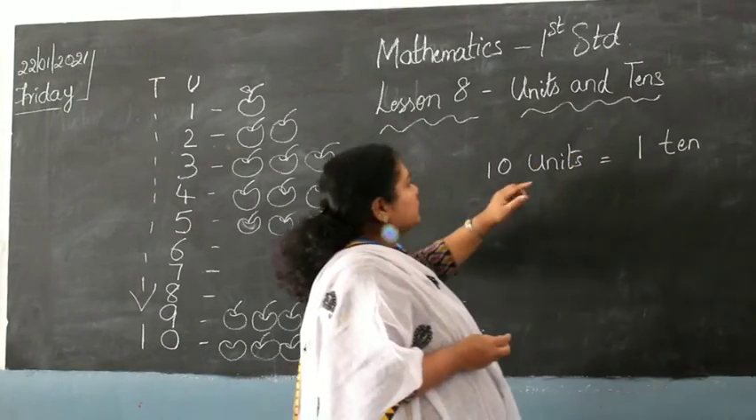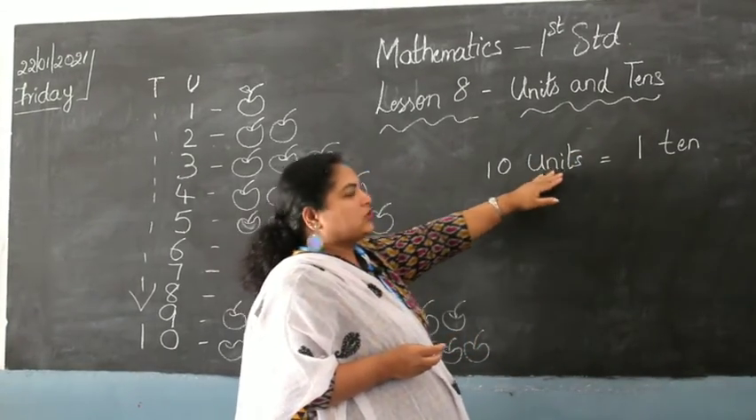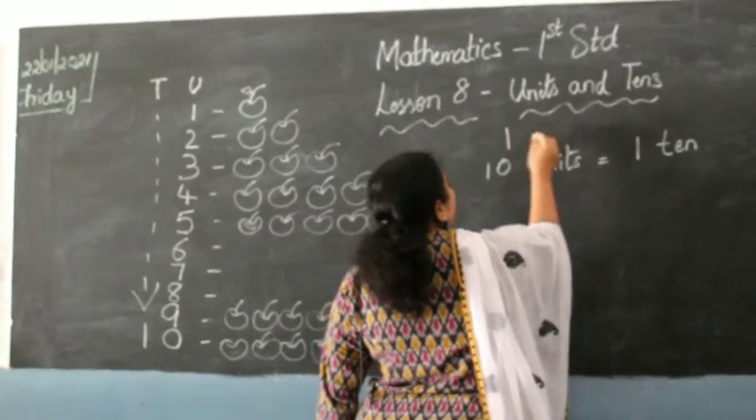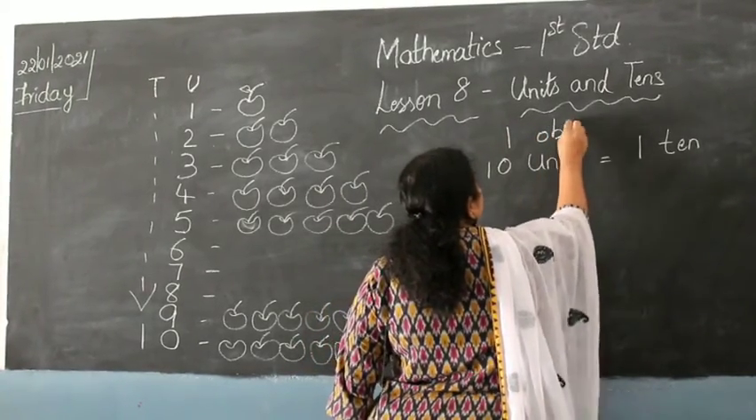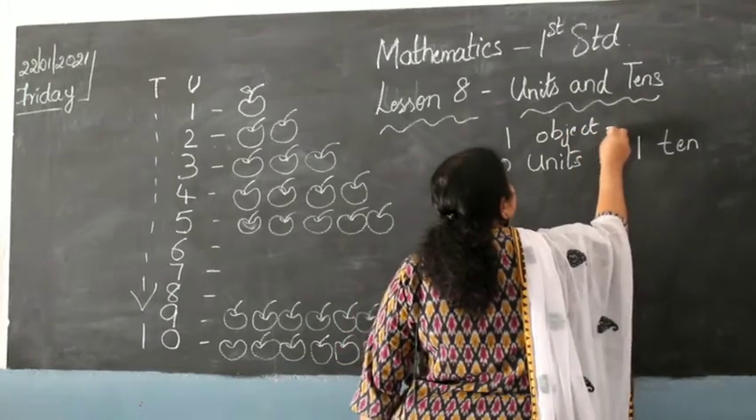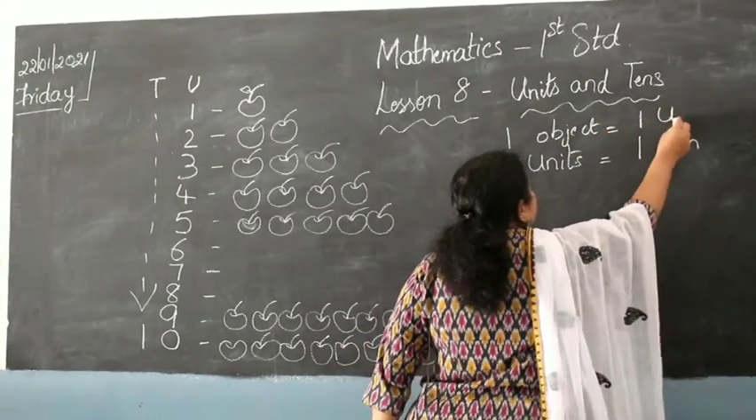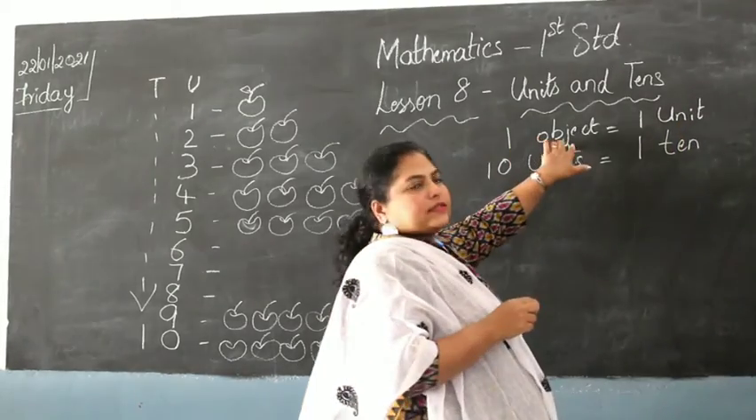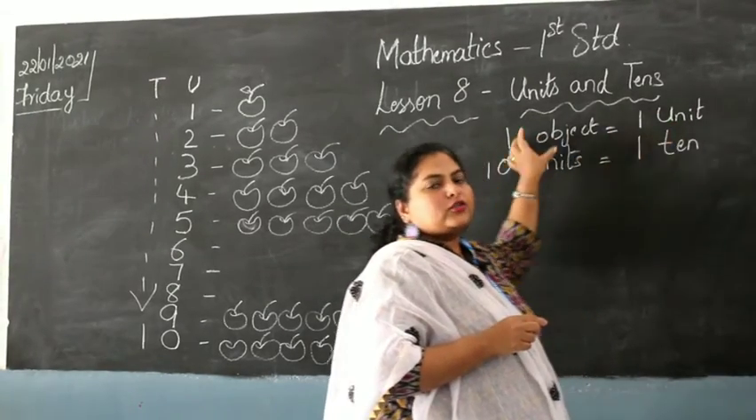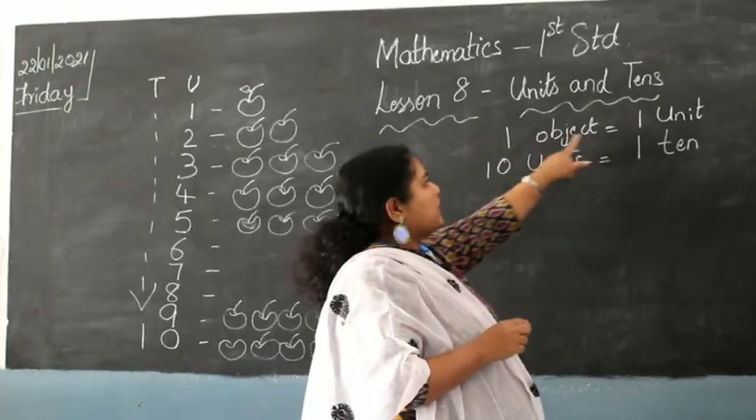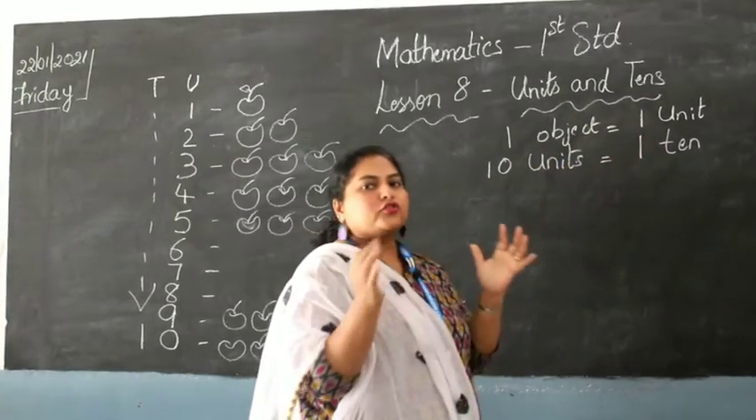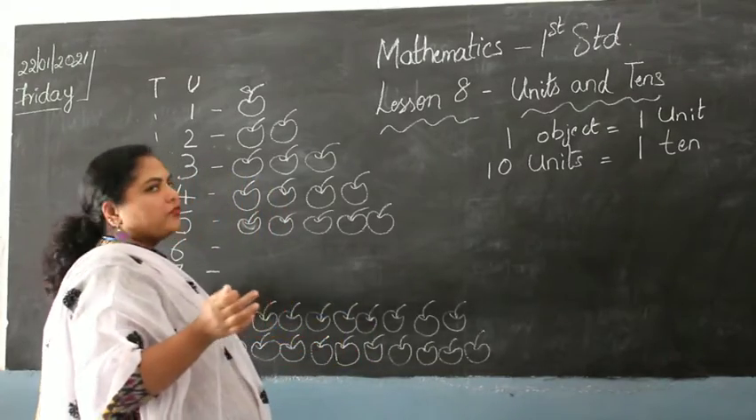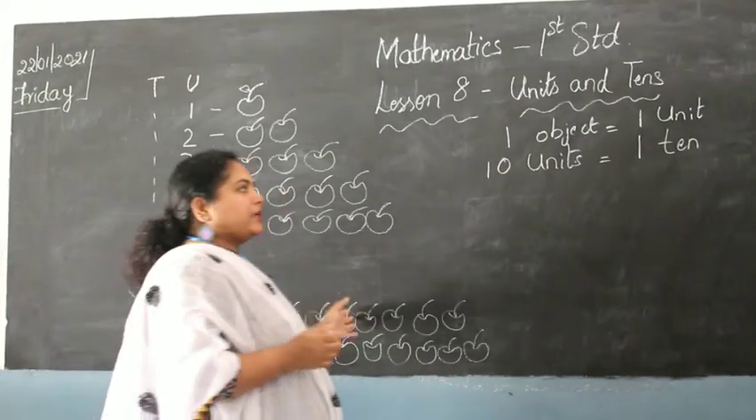Right? Lesson 8, units and tens is your chapter. Okay, below that I want you all to write 10 units equals 1 ten, and before that you write 1 object equals 1 unit. 1 object is equal to 1 unit. So anything you take in ones, it's 1 unit. So as you make into groups, they become that many units. So when you have a group of 9 balls, then you have 9 units.